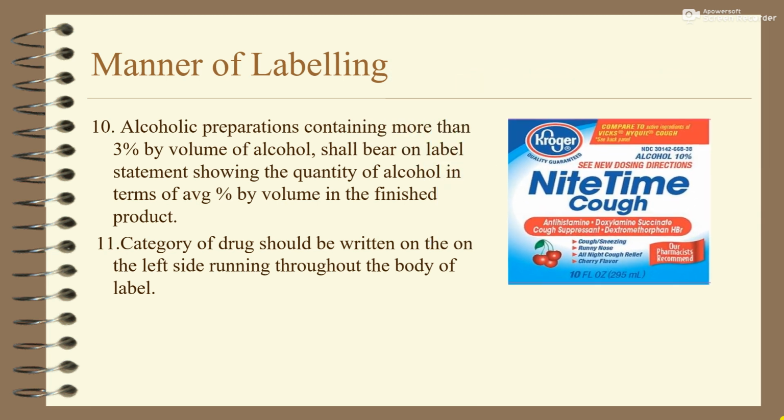Here is an example. If alcohol content of more than 3% is there, then it is mentioned over here, alcohol 10%. If more than 3% alcohol by volume is there, then it should be mentioned over the label only. So this is an example of this point.